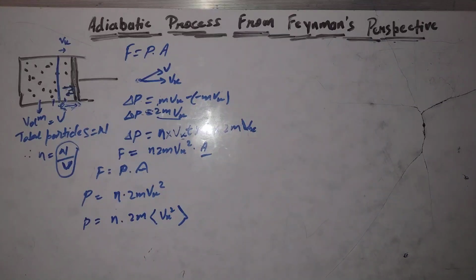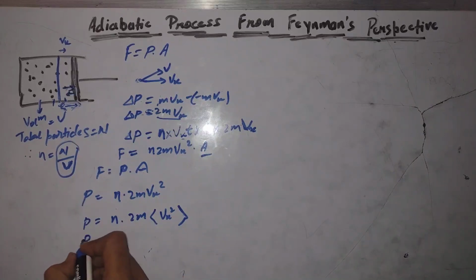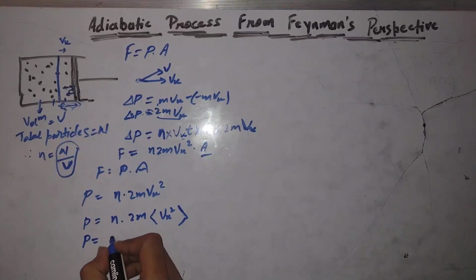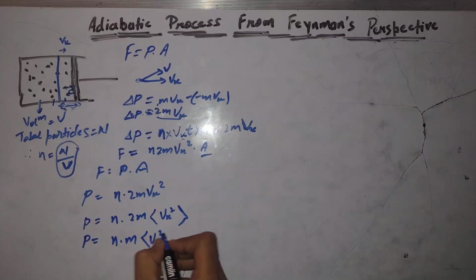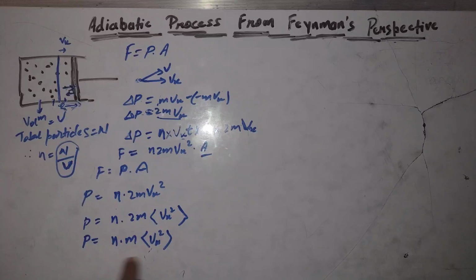They don't know where to go, where to not. Therefore we have to divide this whole equation by a factor of 2. Then we'll have the equation n into m into the average of the square of velocities of molecules, taken over the number of particles. Okay, so this will be the equation of pressure.